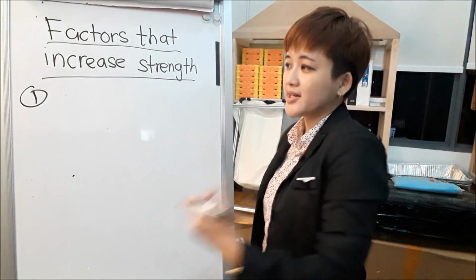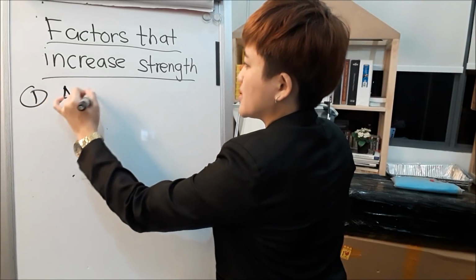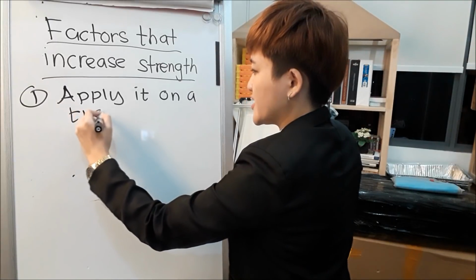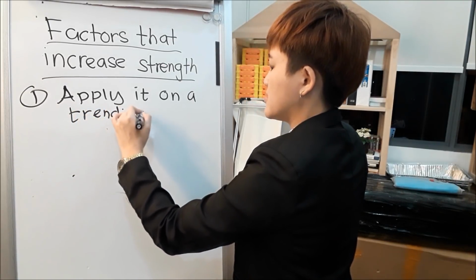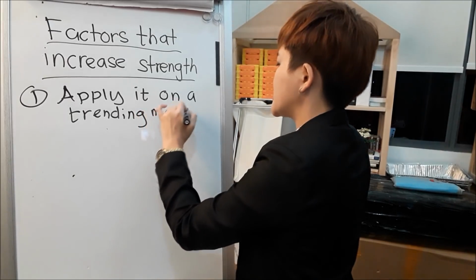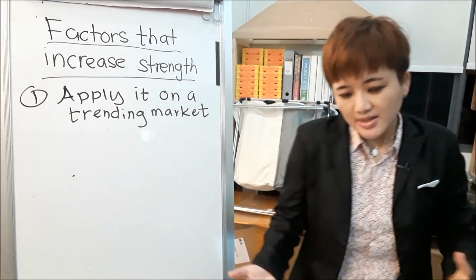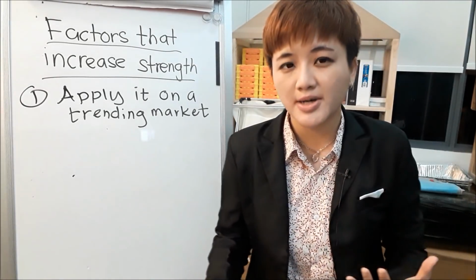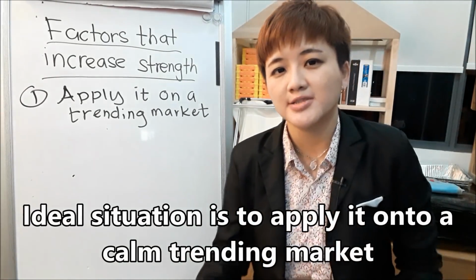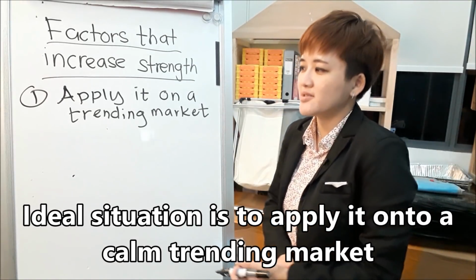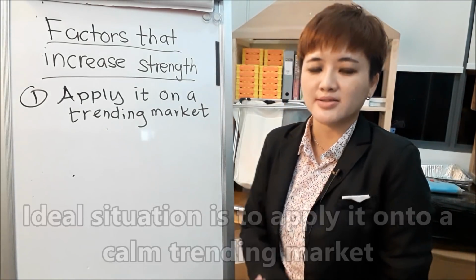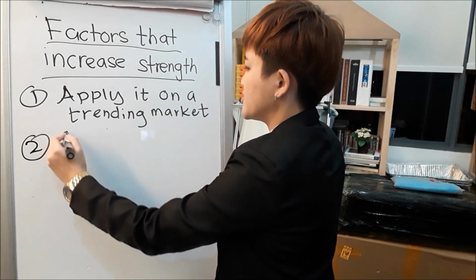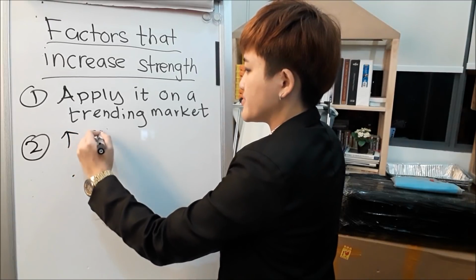So this means that you gotta apply it on a trending market. Preferably a trending market that is not too volatile, because sometimes even for trending markets, you see volatile trending markets, calm trending markets. So the ideal situation is to apply it into a calm trending market. Second way you can increase the strength of your trend line is to use it on high time frames.